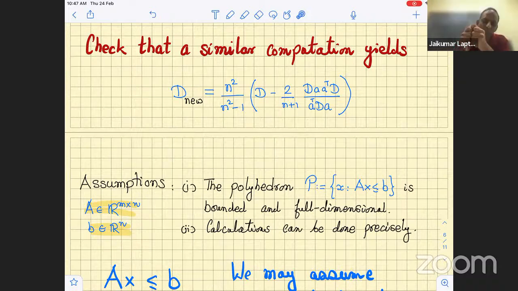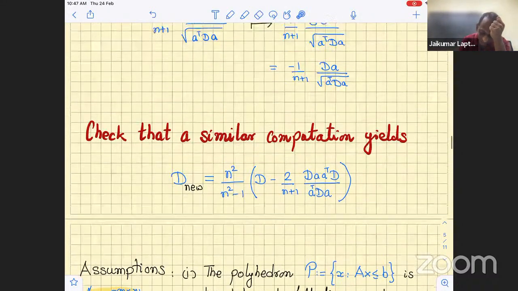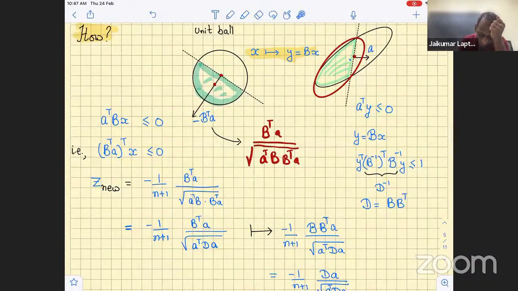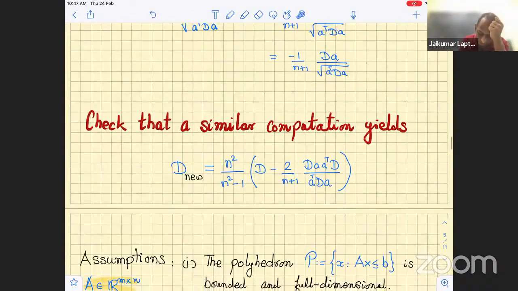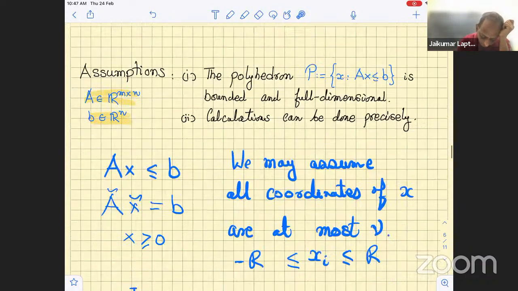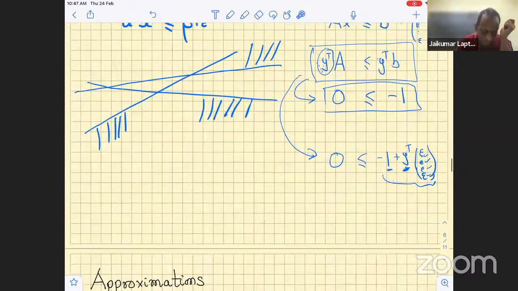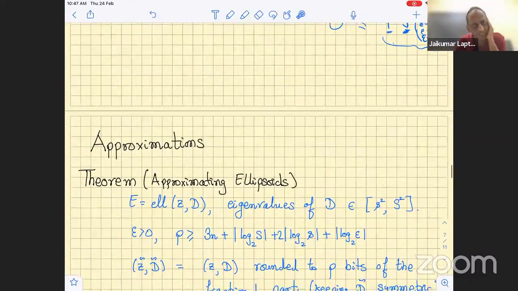And you can only do it to a certain precision. When you do things to a certain precision, the center of the new ellipsoid that you compute, and the matrix D that you compute, will not be the perfect D that you want, but Ds which have been slightly perturbed, depending on how many bits of precision you choose. And sometimes things can go wrong.